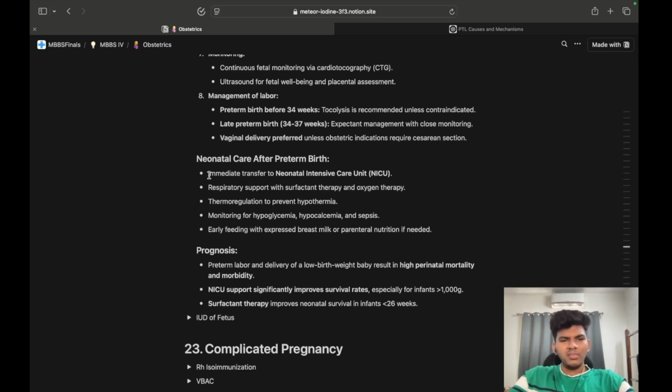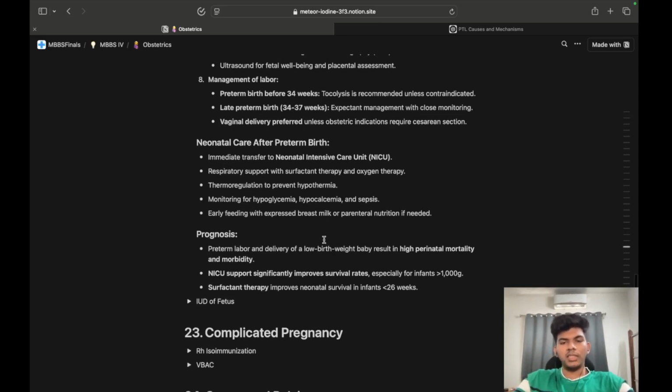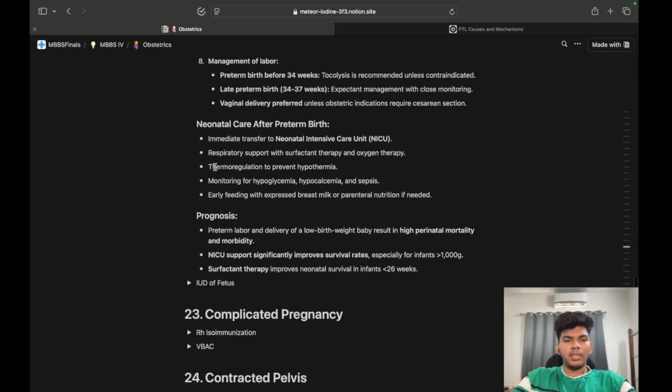Neonatal care after preterm birth. Immediate transfer to the neonatal ICU, that is number one. Respiratory support with surfactant therapy and oxygen therapy. This particular topic about preterm labor and surfactant therapy is given in much more detail in the pediatric section, so kindly take a look there.